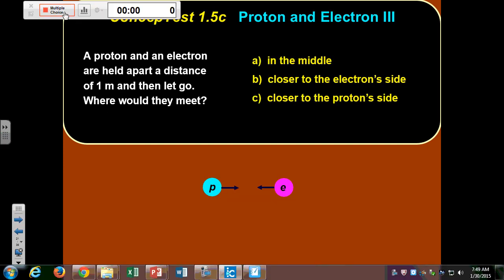All right, where would they meet? Same scenario, I'll let them go. Where would they meet? In the middle, closer to the electron, or closer to the proton?